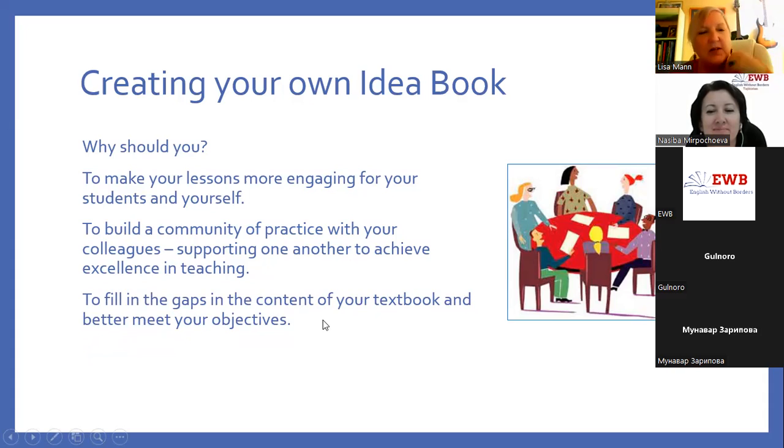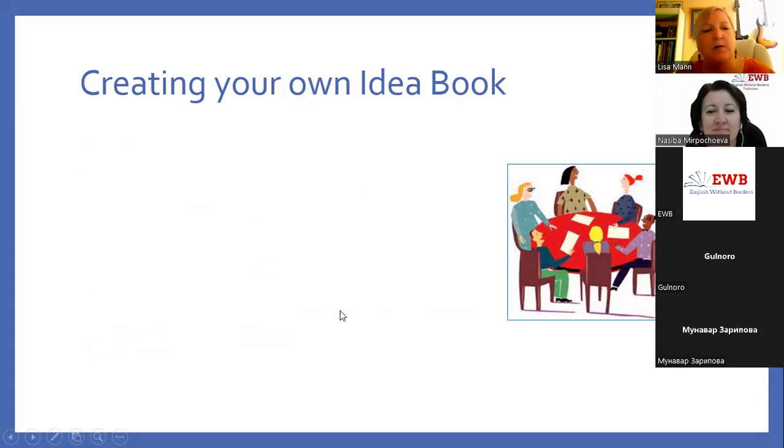You should also do it to fill in the gaps in the content of your textbook to better meet your objectives. Yes, sometimes your textbook doesn't have what you need in it. You have to think of your own ways to meet your objectives.